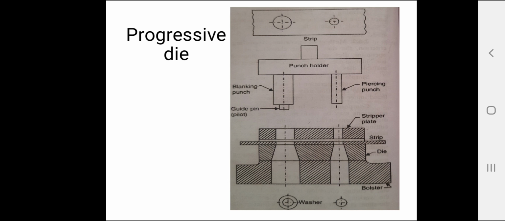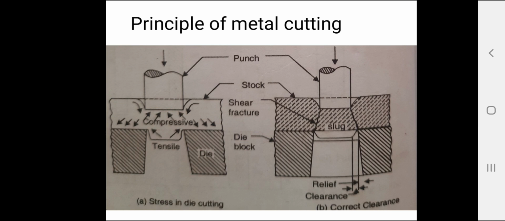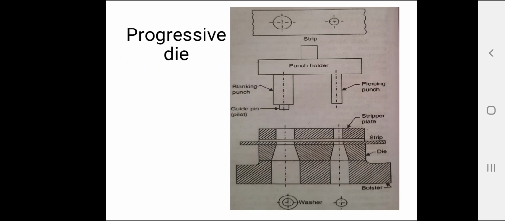Then next is transfer die. Unlike the progressive dies where the stock is fed progressively from one station to another, in transfer dies the already cut blanks are fed mechanically from station to station. So progressive die is carried out in a single press machine. In case of transfer dies, the unfinished or semi-finished product is supplied or fed to another machine and it is continued. These are called transfer dies.